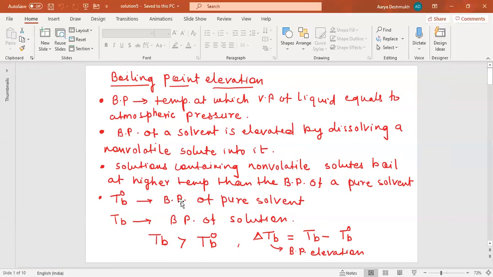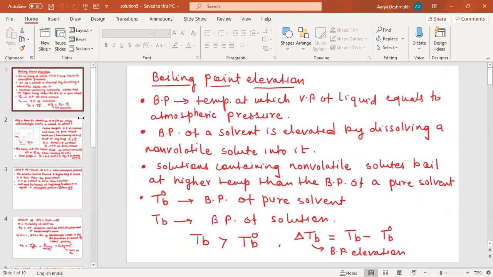So T naught B is nothing but the boiling point of the pure solvent. TB is nothing but the boiling point of the solution. So TB would be greater than T naught B. Means the boiling point of the solution formed on addition of a non-volatile solute would be more than the boiling point of the pure solvent, which is denoted by T naught B. And the difference between these two, that is TB minus T naught B, is denoted by delta TB, which is nothing but the boiling point elevation. So this is about the boiling point. We'll proceed further with the next slide.